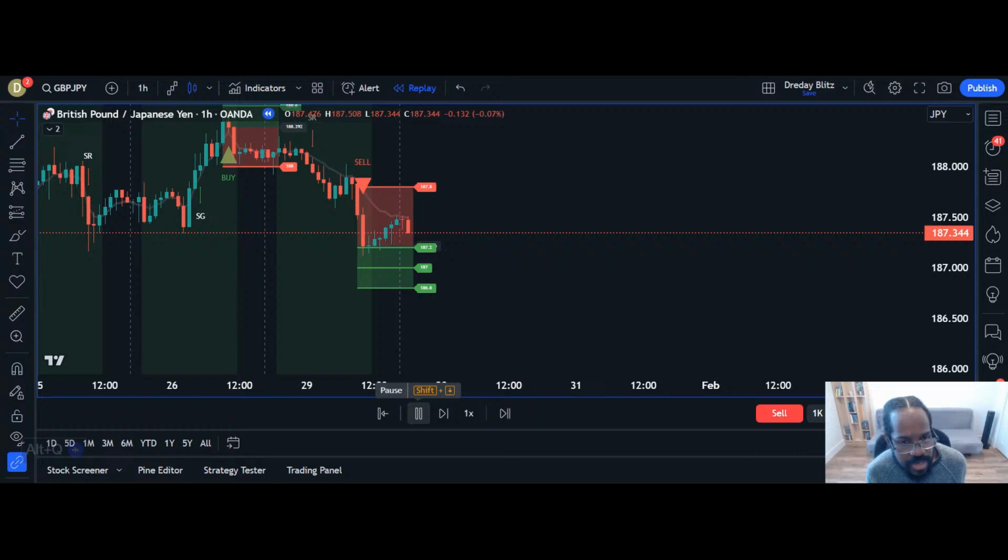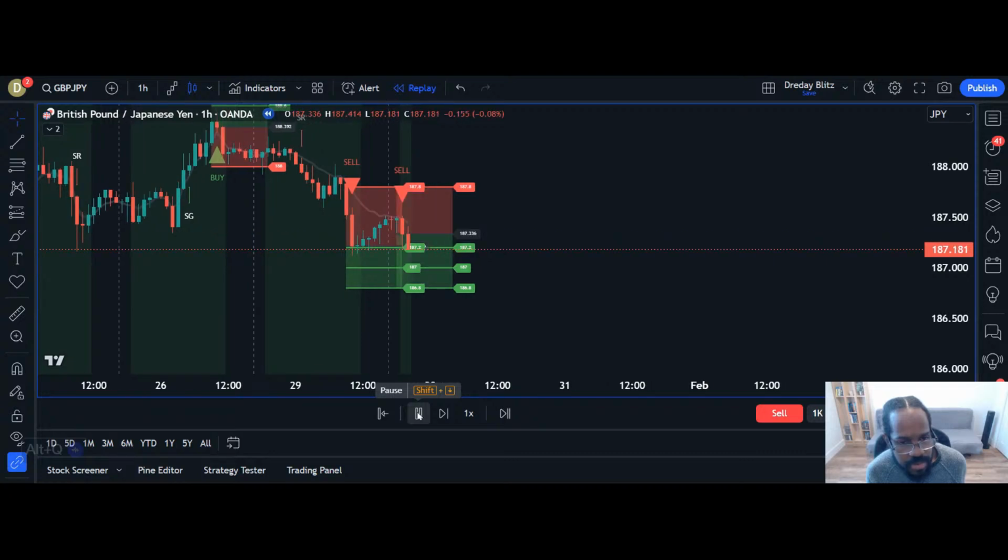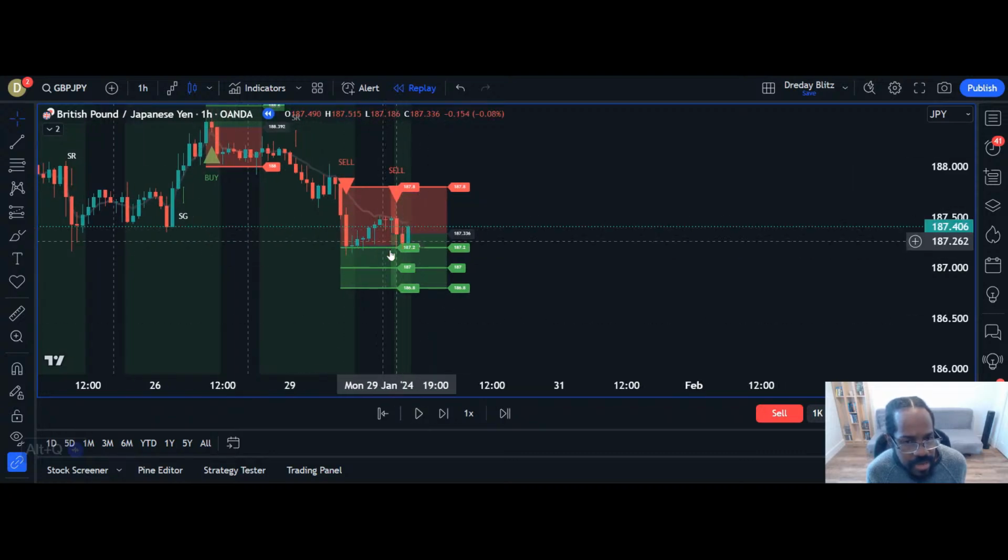So we're still bearish here overall. Now we have another sell, and that one came in at the start of the Asian session. So as you see, this is near the end of the New York session open, and this is at the start of the Asian session. And as you see, we're trading GBP JPY.